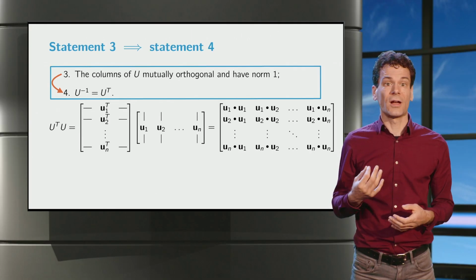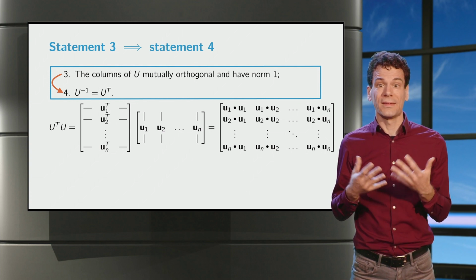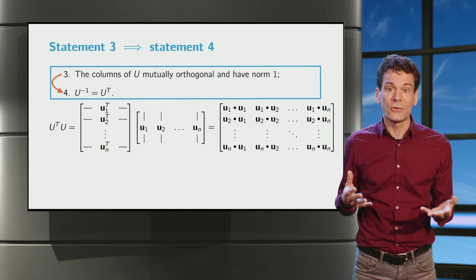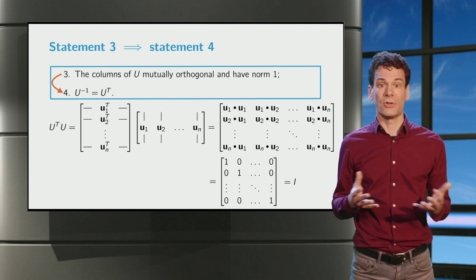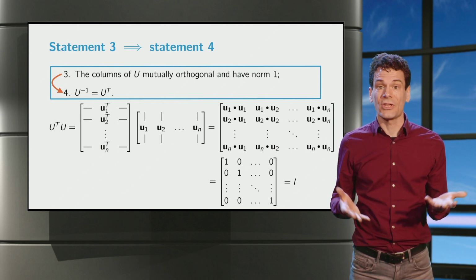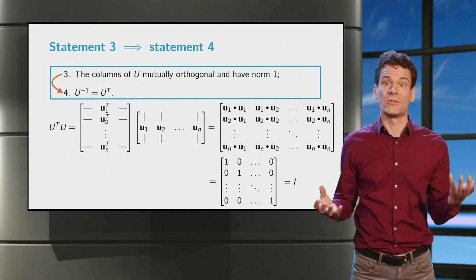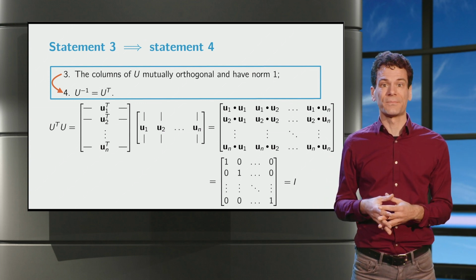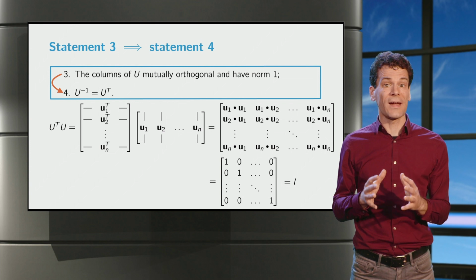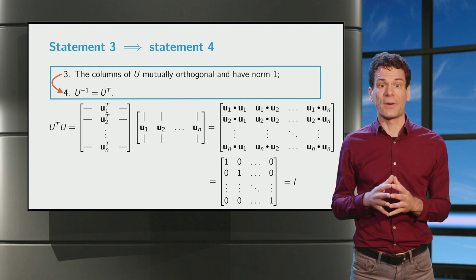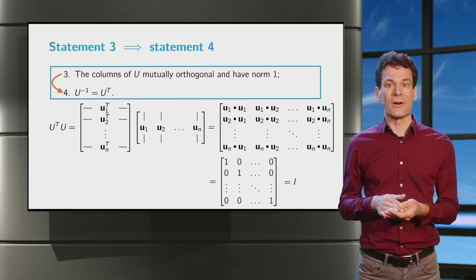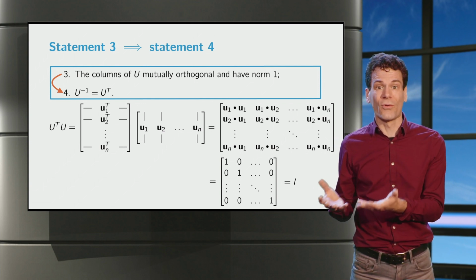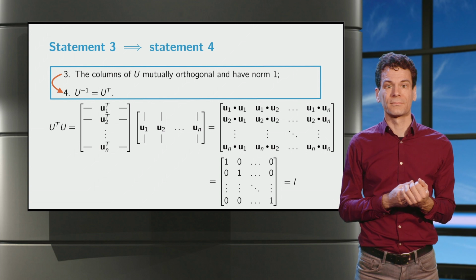We assumed that the columns of U are orthonormal. That means that in the matrix we found, all elements are 0 except those on the diagonal. Those are equal to 1. Hence, indeed, U transpose times U is the identity matrix. But since U is a square matrix, this immediately implies that U is invertible, with inverse equal to U transpose. This proves that 4 follows from 3.